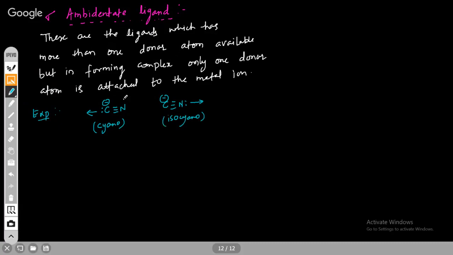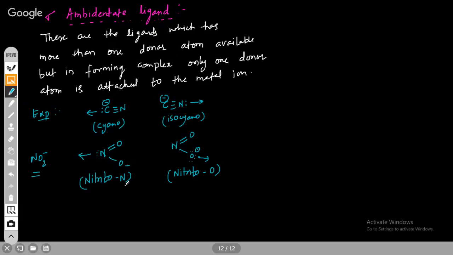Similarly, another example, NO2 minus. The structure is N double bond O, single bond O minus. Nitrogen has lone pair, can donate electron, and oxygen at the same time also has the tendency to donate electron. Negative charge has tendency to donate electron. So again, two donor atoms we have here. This is also an ambidentate ligand, NO2 minus. When nitrogen donates electron, we write it as nitro-N. When oxygen donates electron, it is nitrito-O.